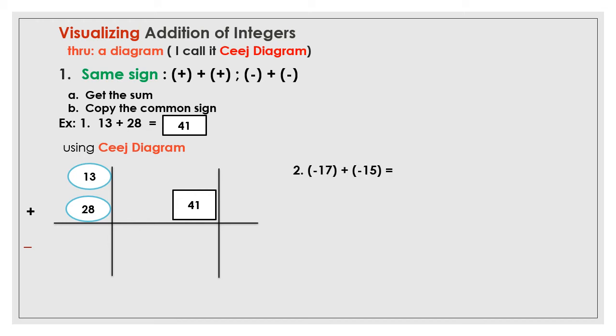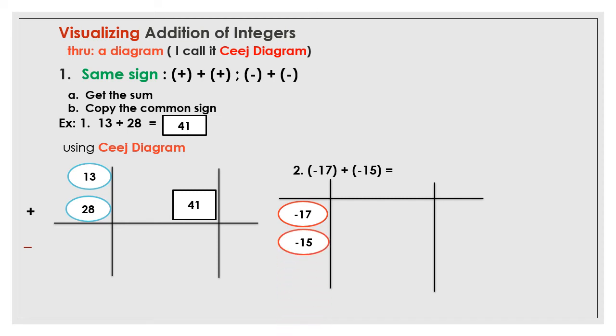Next, negative 17 plus negative 15. So, we have the seeds diagram. Negative 17 is here at the lower portion. Then, plus negative 15 is still dito sa lower portion. So, since they belong to the same side sa lower portion, we simply get the sum. So, 17 plus 15 is 32. And the common sign is negative. So, our answer is negative 32. Okay? Yan. So, naintindihan nyo ba?